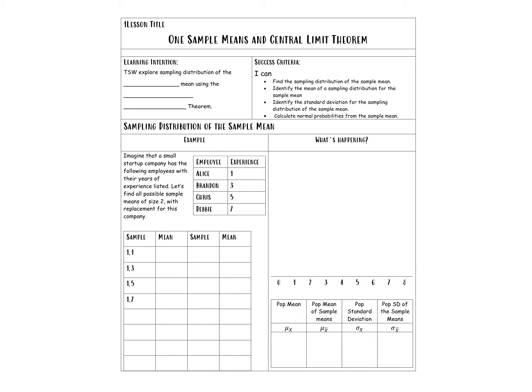So in this video, I'm going to introduce you to the one sample mean and what we call our central limit theorem. And again, this is based on sampling distributions. We've talked about the sampling distribution for one proportion, and also for the difference in two proportions. So we're going to move to the mean now.